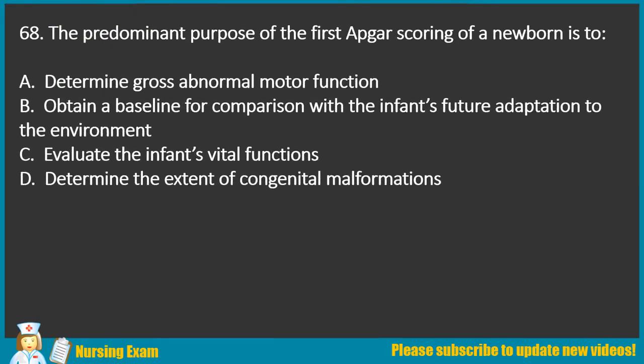Question 68. The predominant purpose of the first Apgar scoring of a newborn is to A. Determine gross abnormal motor function. B. Obtain a baseline for comparison with the infant's future adaptation to the environment. C. Evaluate the infant's vital functions. D. Determine the extent of congenital malformations.